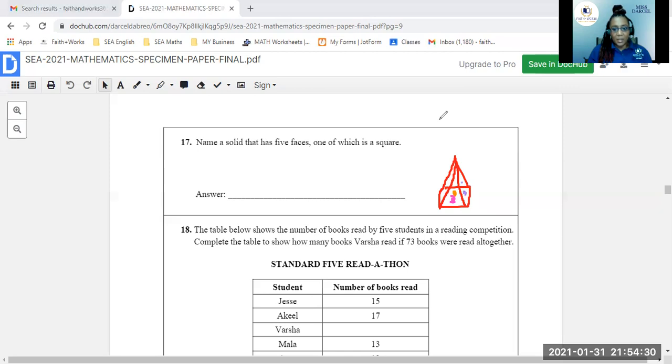Right? This is another side. And this is another side. So that's 1, 2, 3, 4. Oh, this wasn't one, sorry. 1, 2, 3, 4, 5. All right, this little dot here is not part of it. Right.